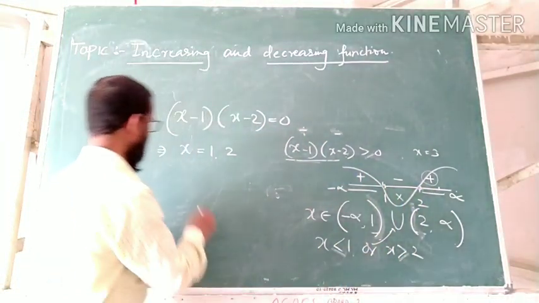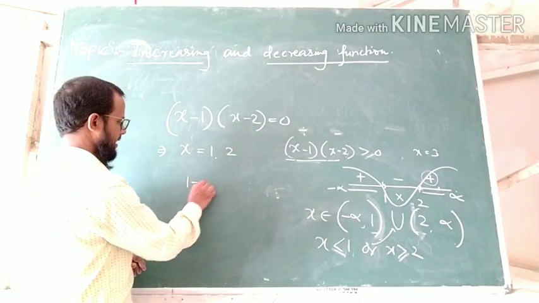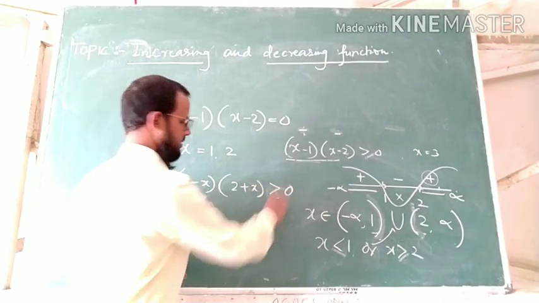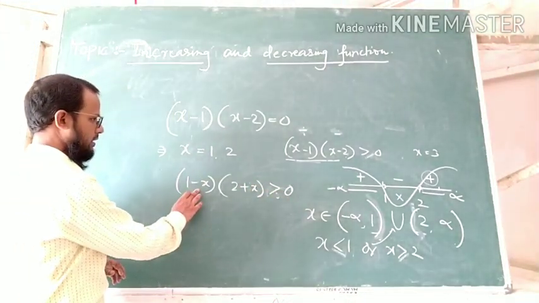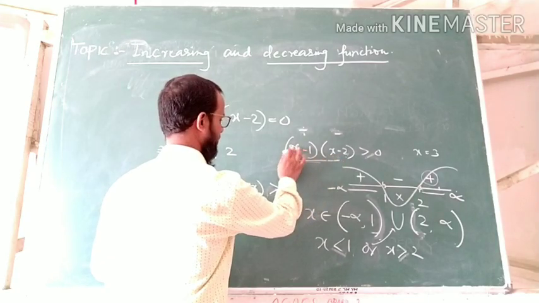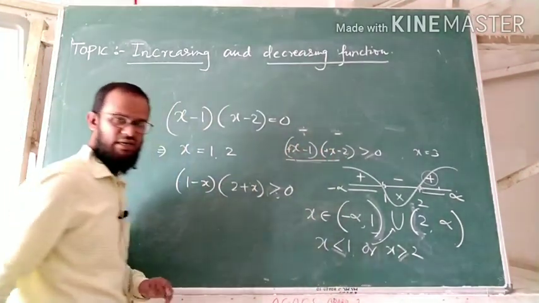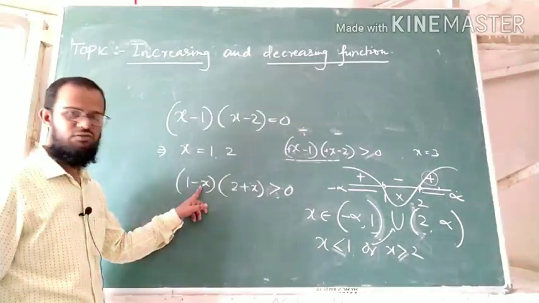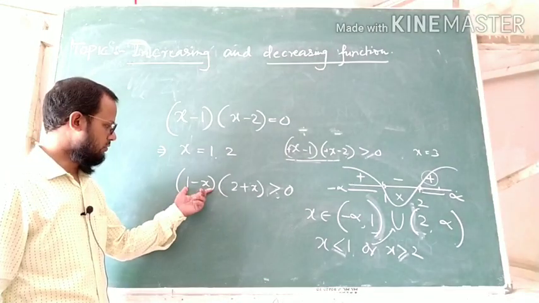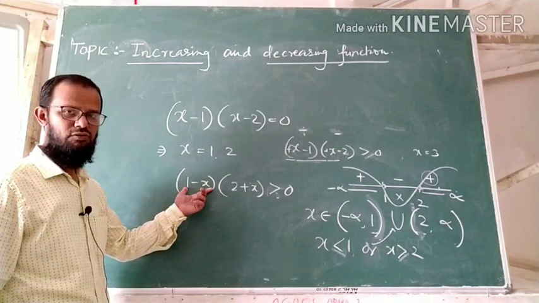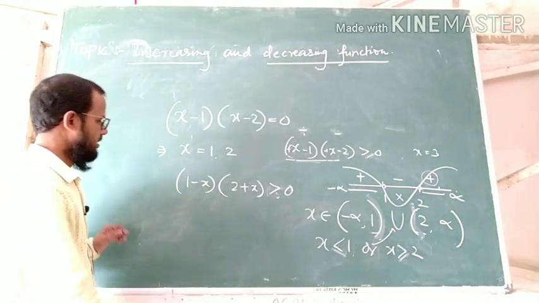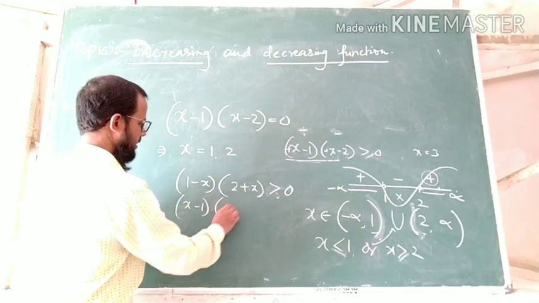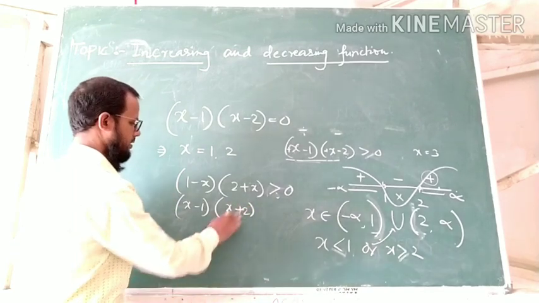Okay. Suppose I am taking another expression, 1 minus x into 2 plus x, greater than 0. Now, here you see in this expression, before x there should be a positive sign, the coefficient of x should be 1. Here the coefficient of x is minus. So we have to make it positive. How? By multiplying by minus 1. Then it becomes x minus 1, and it is already x plus 2.